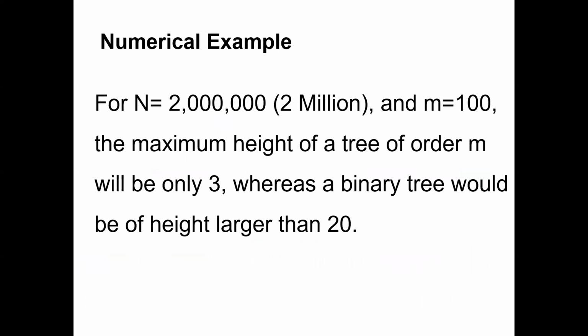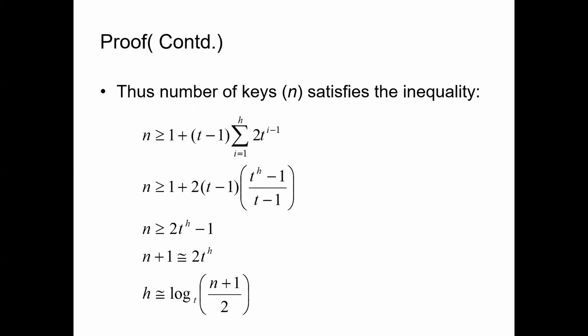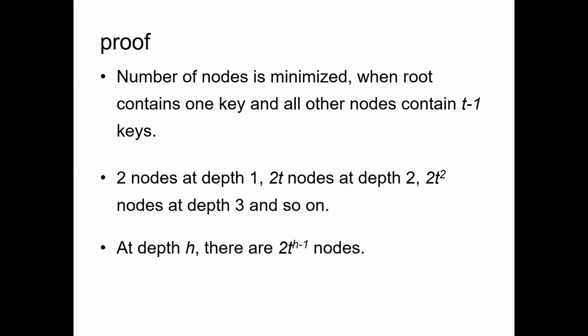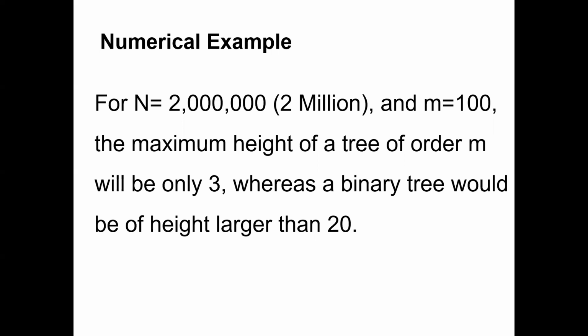There is a numerical example for n equal to 2 million. Let's suppose we have 2 million keys and we have m equal to 100. So the maximum height of a B tree of order m will be only 3, whereas a binary tree would be of height larger than 20. You know the formula to find the height of a binary search tree. For a B tree, we will use this equation to find the height. Here we have n as 2 million and m equal to 100.